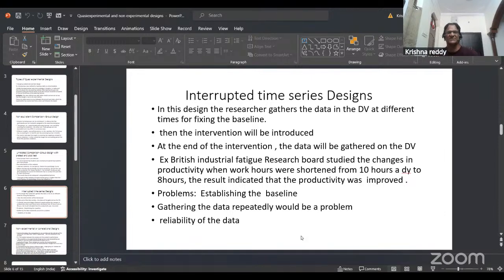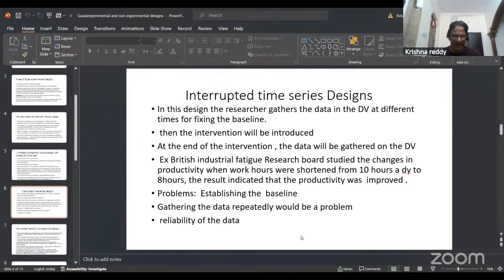So the next one is the interrupted time series design. This is also one of the types of quasi-experimental design. In this design, the researcher gathers the data on the dependent variable at different times for fixing the baseline. I think you might have heard about these baseline surveys, especially those students who are working in schools. The candidates working in schools know pretty well about the baseline surveys initiated by the government of India to understand their level of learning.